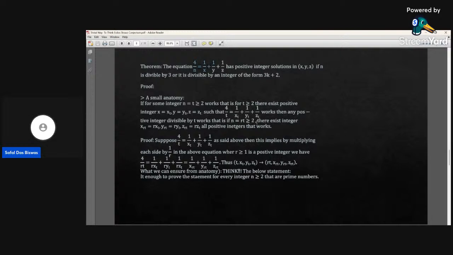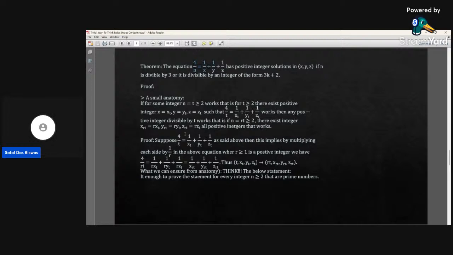That means if you multiply an integer r with t, that will also work. That means if the equation works for t, the equation works for any multiple of t. That means any integer divisible by t, with remainder 0, will also work. So why is it so? If you let x_rt equals r xt, y_rt equals r yt and z_rt equals r zt, all positive integers, this works.